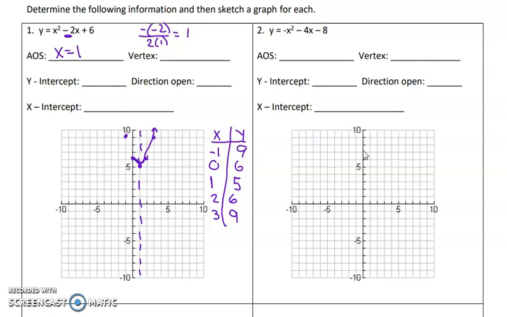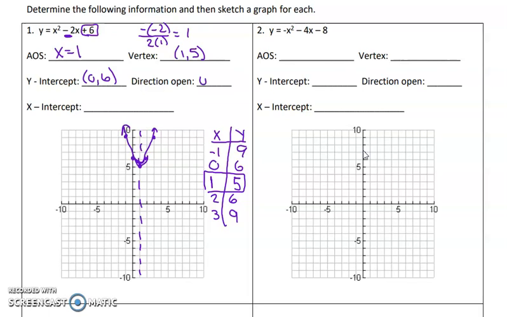And arrows on the end showing that it's going to continue on. And then we're just going to start filling in our information. So our vertex will always be right there in the middle of our table. Our vertex is at 1, 5. Our y-intercept, this one's easy to see on our graph, but if not, remember it's always our c value. So when x is 0, our y value is 6.